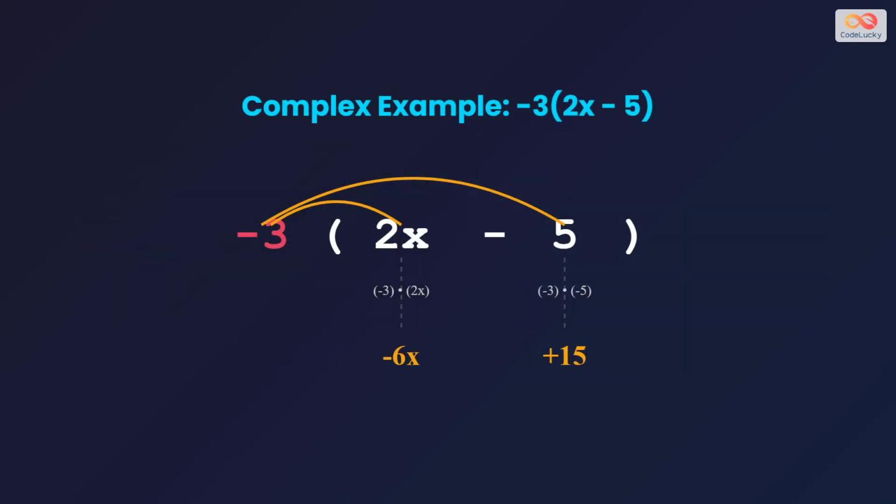Let's try a slightly trickier one. Negative 3 times the quantity 2x minus 5. Follow the arrows. First, negative 3 times 2x is negative 6x. Next, negative 3 times negative 5 is positive 15. We write that as plus 15. So the answer is negative 6x plus 15.